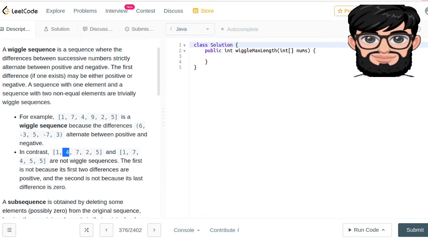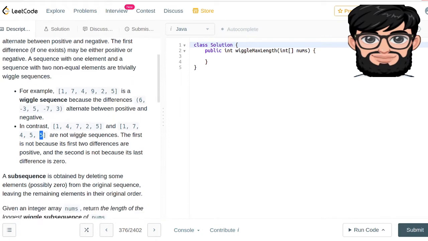So we'll say that the total maximum length of the wiggle sequence can be 6, and in this case 1 7 4 5 5, up to this point it was increasing, then decreasing, then increasing, but then it stayed the same. So we cannot include the last element in the wiggle sequence.